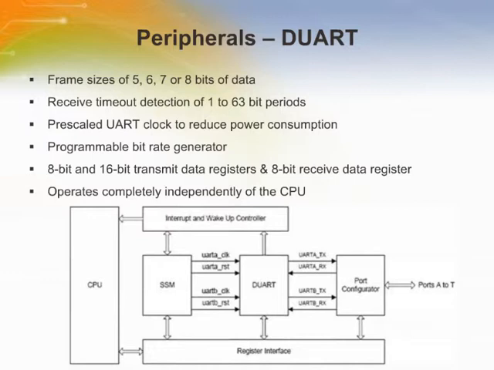Each has a 16-bit divider that produces the 16 times oversampling clock enable for the receiver and the half-bit time clock enable for the transmitter. The lowest possible UART input clock frequency that allows for the correct divide-down baud rate should be used to minimize power consumption.